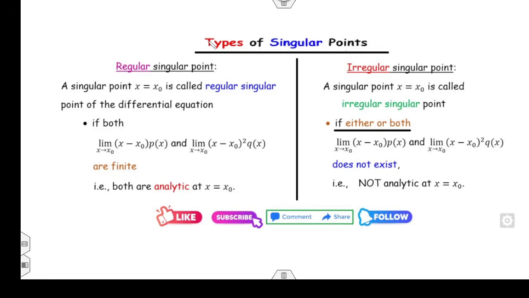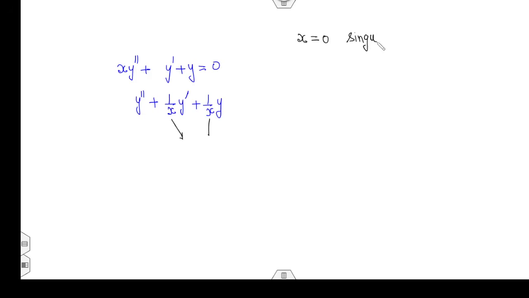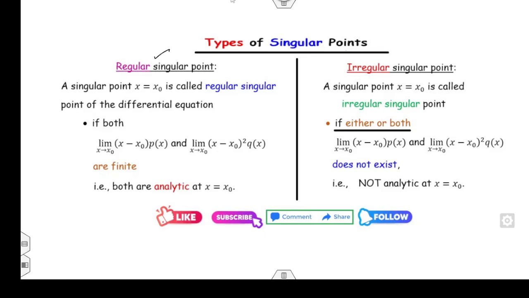जैसे if I look at the same example, x y double prime plus y prime plus y is equal to 0, fine. So you can write y double prime plus 1 over x y prime plus 1 over x y equals 0. Now clearly these are my p and q. Clearly x is equal to 0 is my singular point, fine. Now your target is to check whether the singular point is regular or irregular.